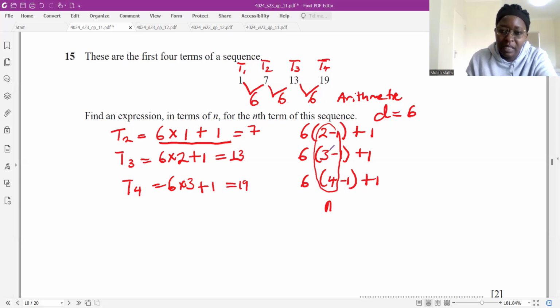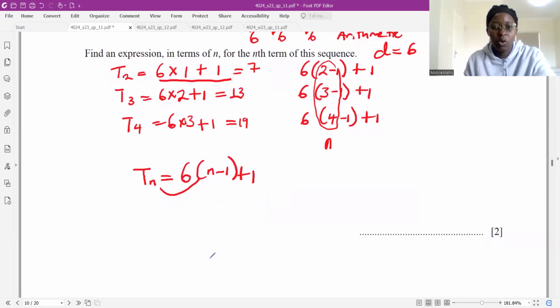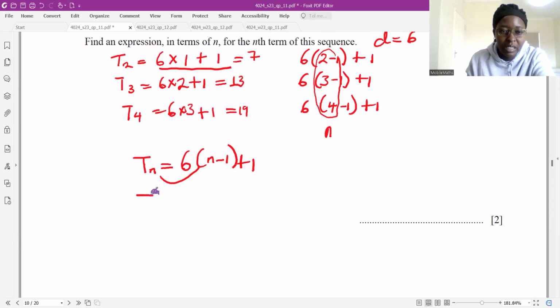So I can replace these and say, for my nth term, Tn, which is my nth term, is going to be equal to 6 times n minus 1, because this is my nth term here, then plus a 1. So let's solve this and see what we get. I'm now solving for this. I will get Tn is equal to 6n minus 6, then plus a 1.